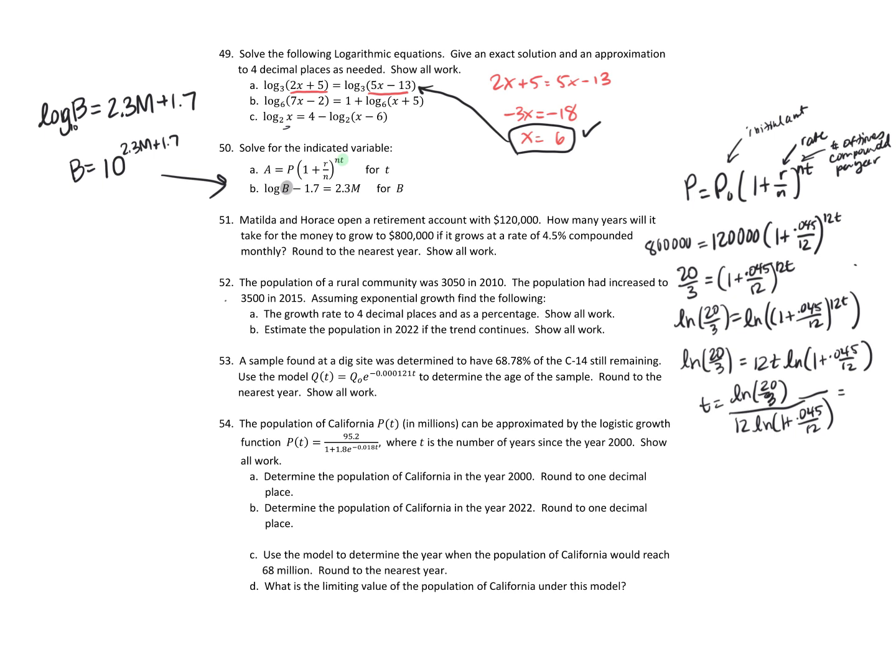So natural log of 20/3 divided by, and then I'm going to have to put parentheses here around the bottom, 12 natural log of 1 plus 0.045 over 12. And that gives me 42.2. So it says round to the nearest year, so 42 years.